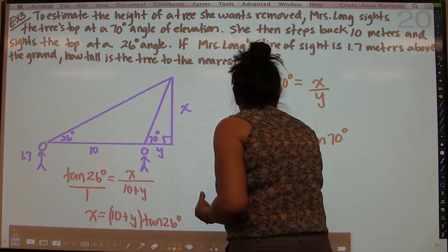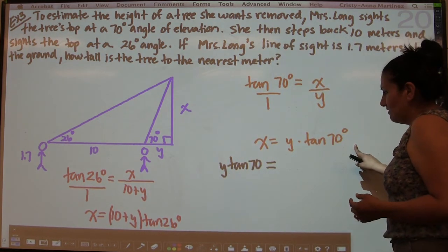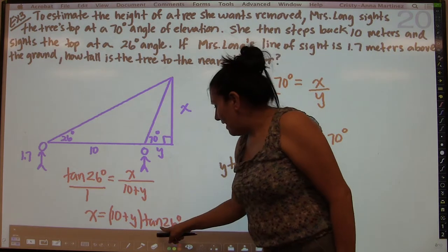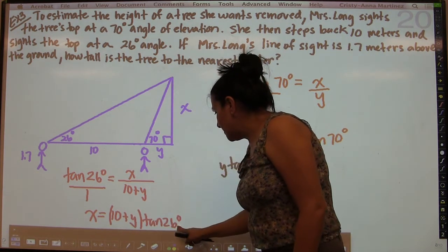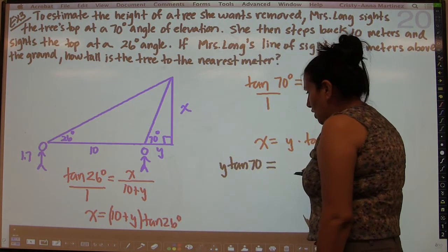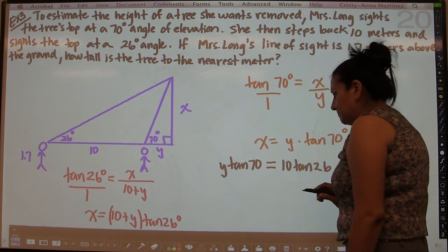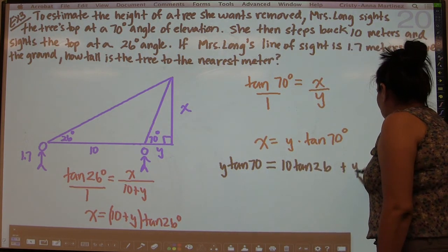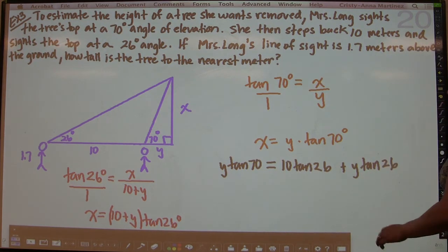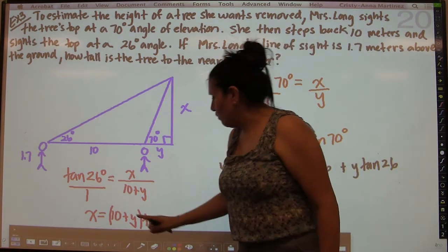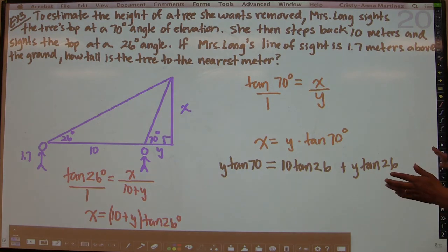y tangent 70. Okay, so I'm going to take y tangent 70, and I'm going to make it equal to, and this time I'm going to distribute the tangent 26 to the 10 and the tangent 26 to the y. So I'm going to get it equals 10 tangent 26 plus y tangent 26. Okay, so I've distributed the tangent of 26 to both the 10 and the y. That's important to do.